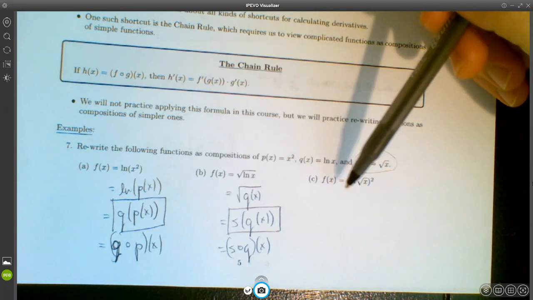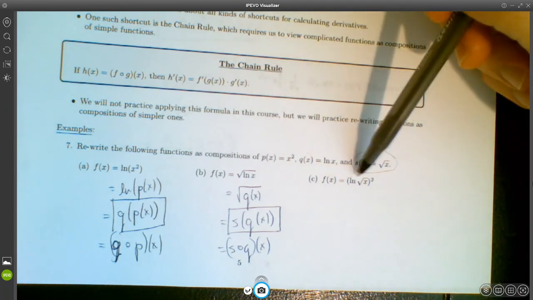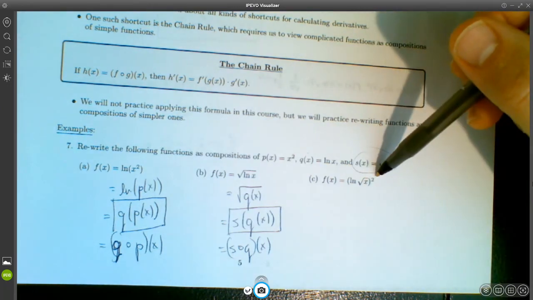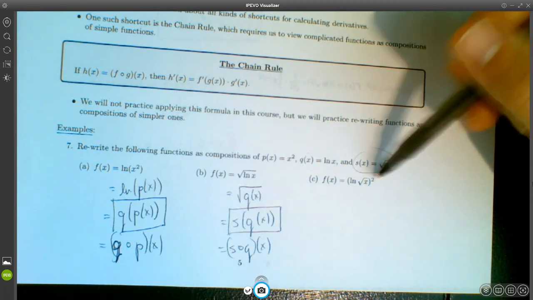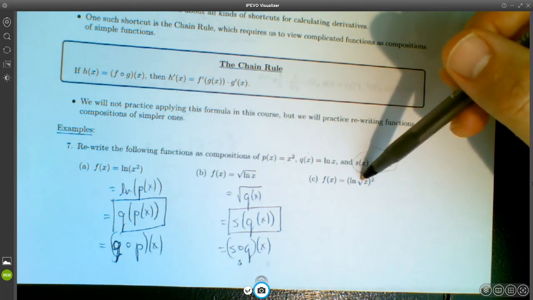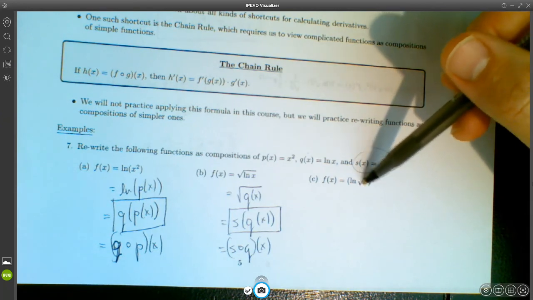Let's do one more. So in part C, we have f of x equals ln of square root of x, all squared. Okay, so I think the outermost function is we're squaring something. Now, what are we squaring? We're squaring the natural log of something. Okay, what are we taking the natural log of? The square root of x. So the innermost function is the square root of x.